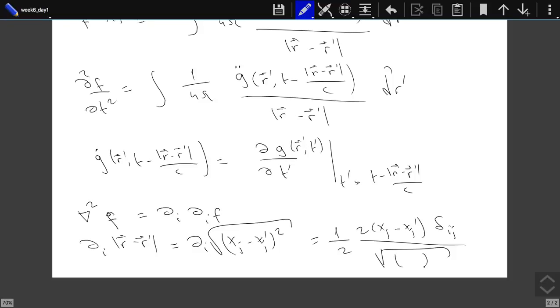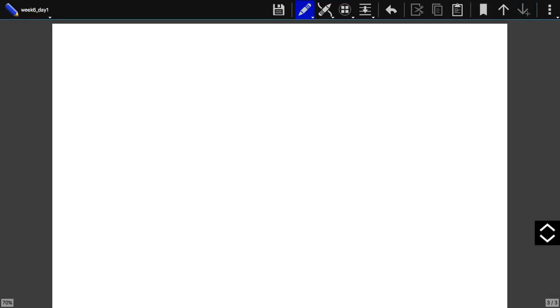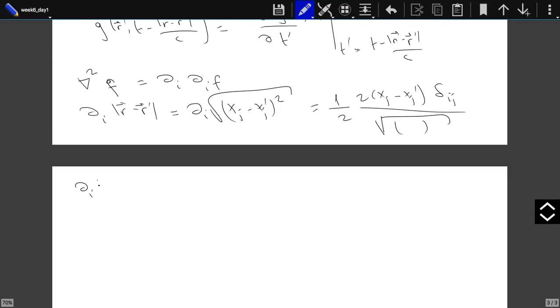So this Kronecker delta ij multiplied with this one tells me that when I'm summing over j, only the j equal to i term survives. The other terms are 0. So del i of the magnitude of r minus r prime is equal to, well, the 2's cancel, xi minus x prime i divided by the magnitude of r minus r prime. Well, I will use this whenever I need it.